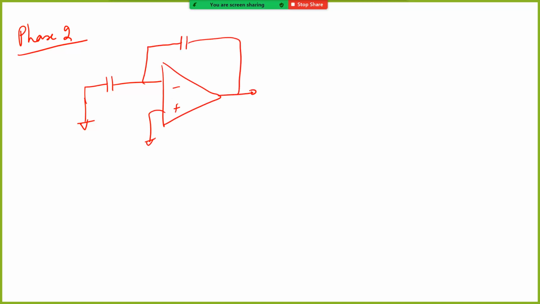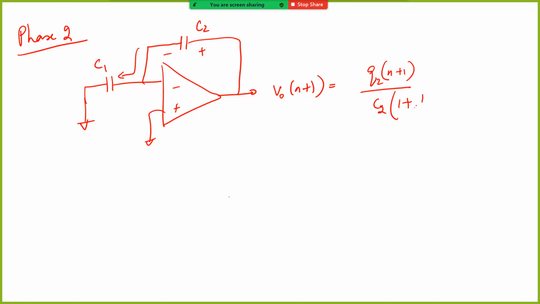Let's say this is C2, this is C1, so charge is going to go like this, right? And therefore, let's say V naught of n plus 1 is given by earlier Q2 of n plus 1 divided by C2, but now you will have the factor 1 by 1 plus A. In other words, you will basically have some residual voltage here, which is V naught of n plus 1 divided by A, right? So instead of having 0 here, you are going to have some error here.